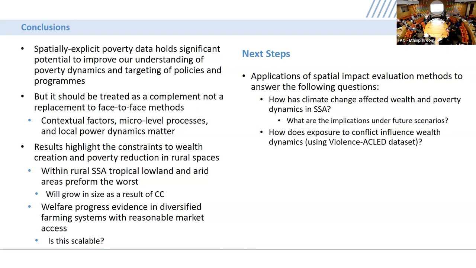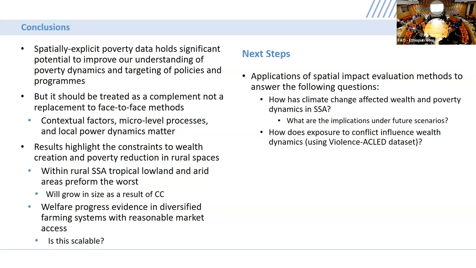The results highlight major constraints to wealth creation and poverty reduction in rural places, right? We know this is the case. When we further dig into it in terms of agroecological zones and farming systems, what we find is there's two agroecological zones that are performing particularly badly. Those are your tropical lowlands and your arid regions. Those are places that have a large share of the population in the surface area of sub-Saharan Africa. And under most future climate models, those are areas that are going to get bigger.